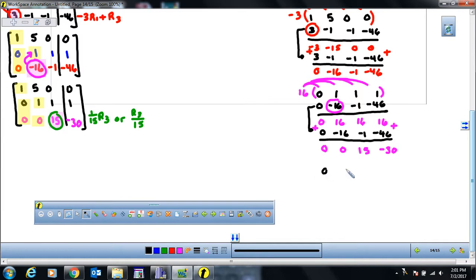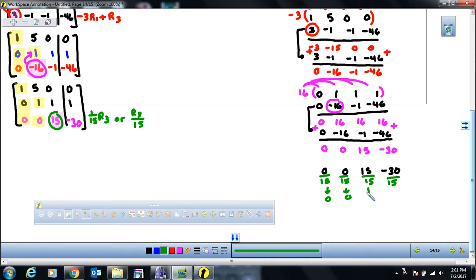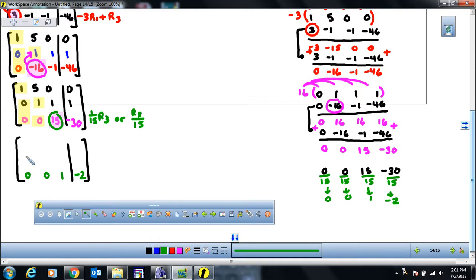So the third row, 0, 0, 15, and -30, I'm going to divide everything here by 15. That's going to give us a 0, a 0, this is going to give us a 1, and this is a -2. So we're going to write down the new matrix right here, in which the bottom row is going to be a 0, 0, 1, and -2. And we're just going to bring down everything else, which is 0, 1, 1, 1, and the top row, which is going to be a 1, 5, 0, and 0.